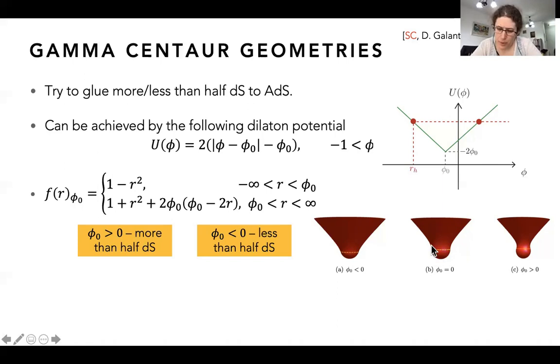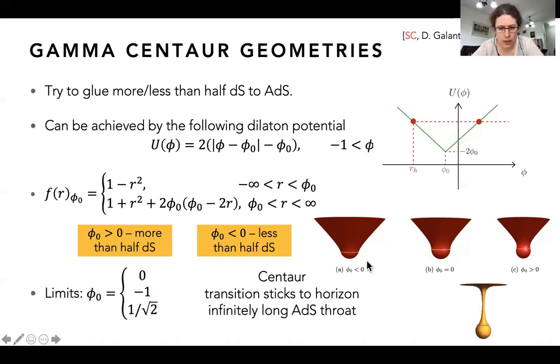And the upper part is the ADS and the lower part is dS after a Euclidean rotation. When phi naught is negative, it's less than half dS. When phi naught is positive, it's more than half dS that is being glued to the ADS. And there are different limits. So phi naught equals 0 is the center that we saw before. Phi naught equals -1 is the case where the transition exactly sticks to the horizon.